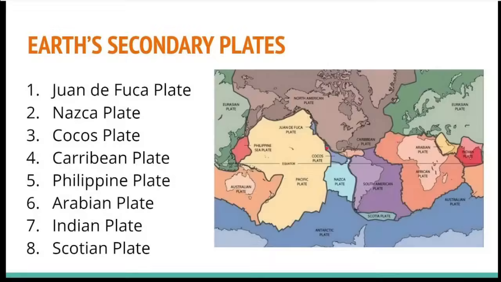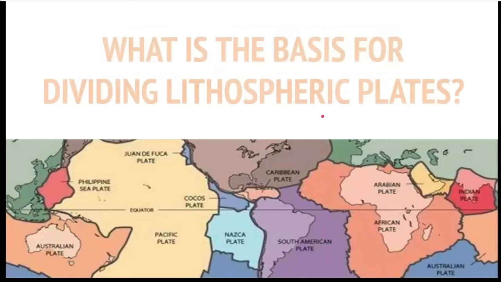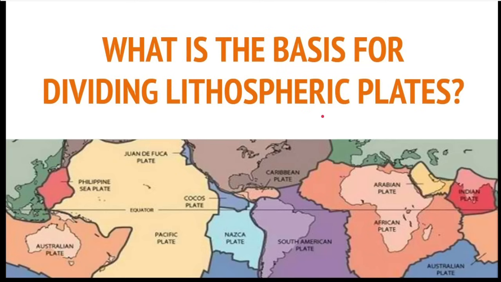Now we are done with the different types of plates according to composition and then the different types of plates according to sizes. Let's go now to this question. What is the basis of scientists for dividing lithospheric plates? Okay, how did they know? Is there really a physical boundary between these plates?